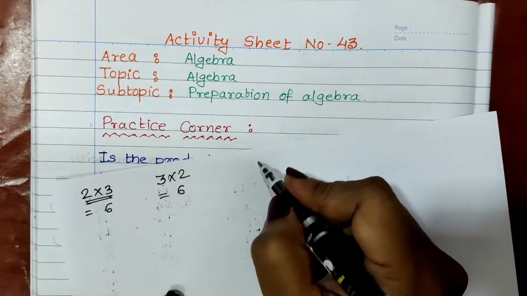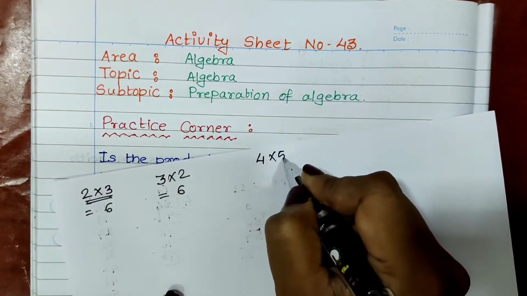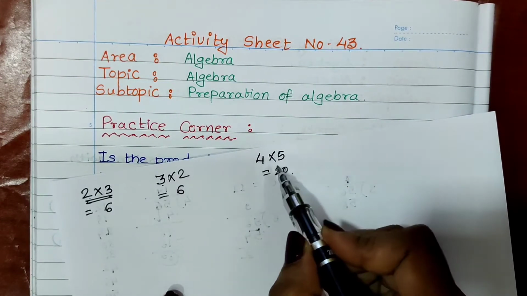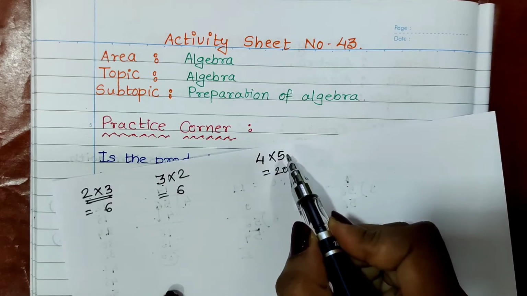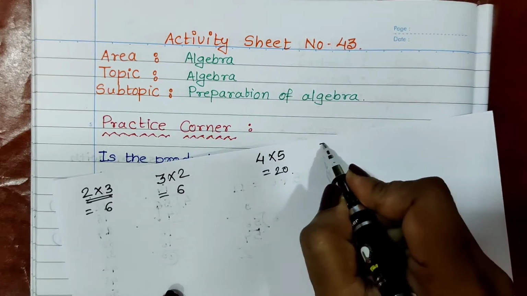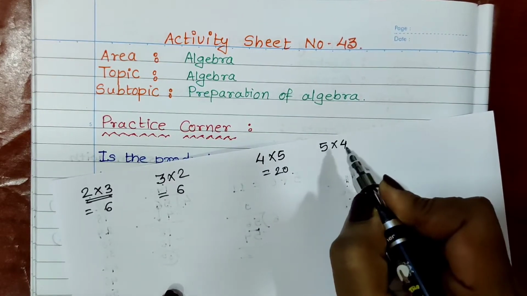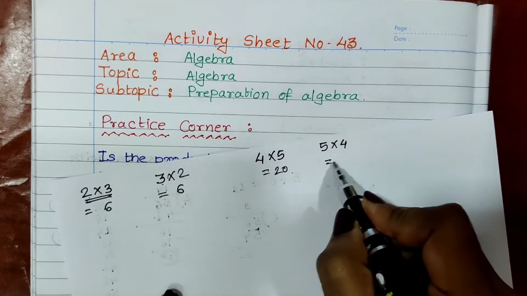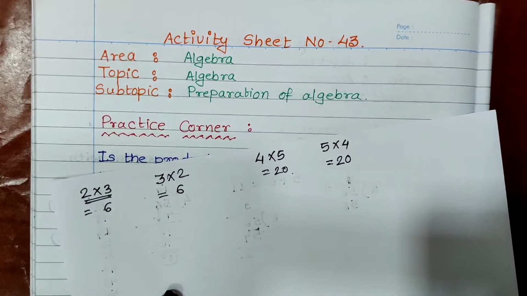We take another example. For example, I take 4 into 5. 4 fives are 20. Now I change the order of these numbers. In place of 4, I write 5. In place of 5, I write 4. 5 into 4. Will the answer change? No, the answer will not change. It will be the same, 20. 5 fours is also 20.